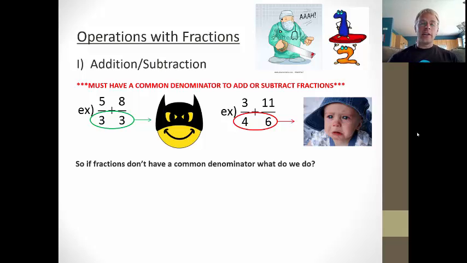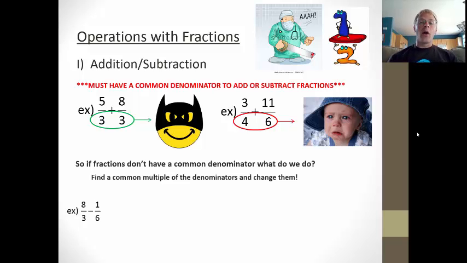So the question is, if we don't have a common denominator, like in our second example, what exactly do we do? The answer is we have to find a common multiple of the denominators and change them. So let's take a look at this example here: 8/3 minus 1/6. One easy way to guarantee you will always find a common multiple is to multiply each fraction by 1 in the form of the other denominators.